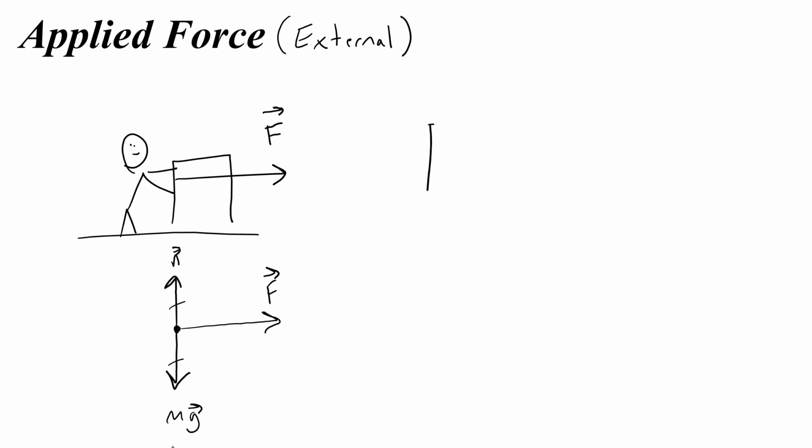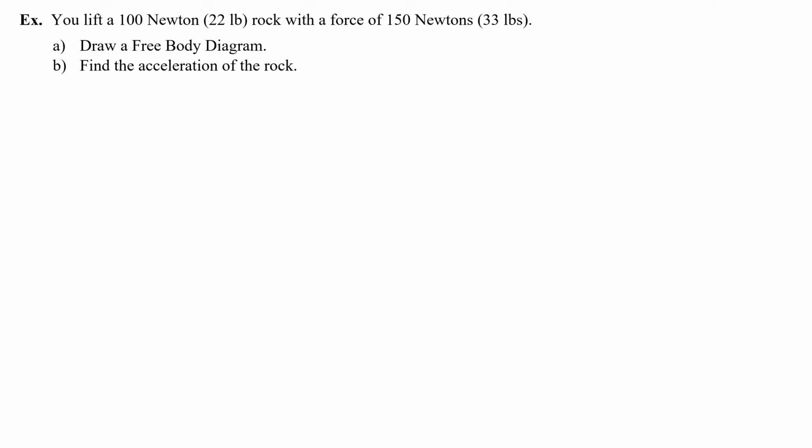Now, F for external or applied force is very good and easy to use, but you have to make sure that you recognize that this is not necessarily the same thing as sigma F, or the net force. And that'll make more sense once we've done some problems. So let's do some problems. You lift a 100 Newton rock, which is about 22 pounds, with a force of 150 newtons, or 33 pounds of force. Draw a free body diagram and find the acceleration of the rock.